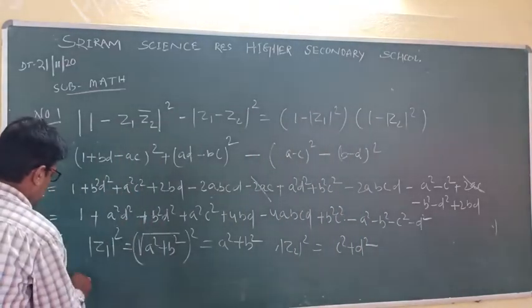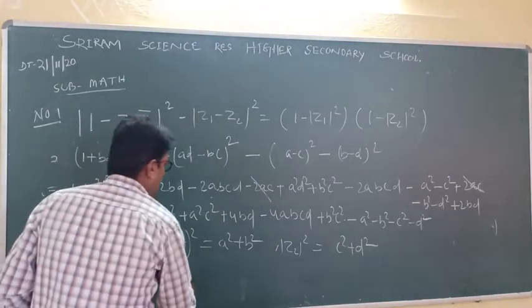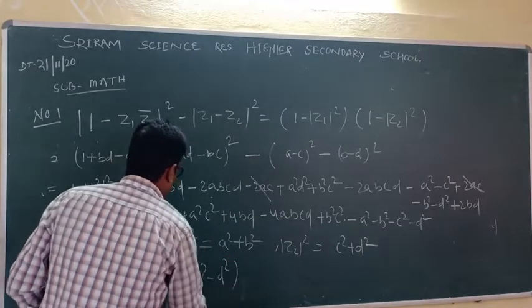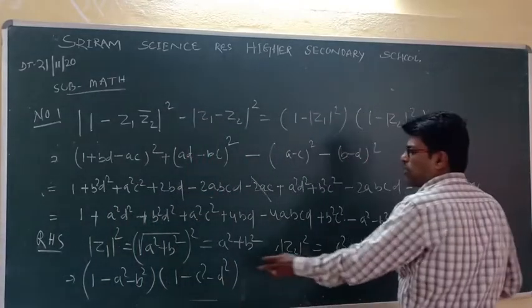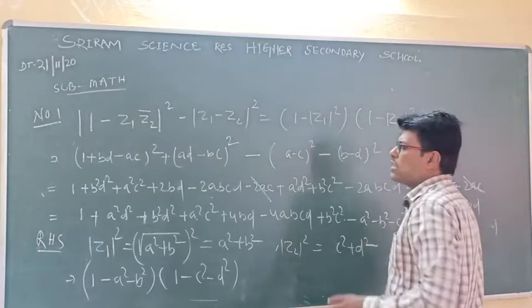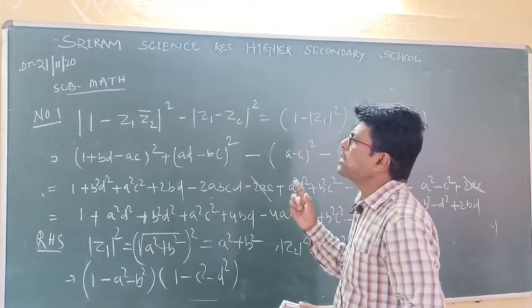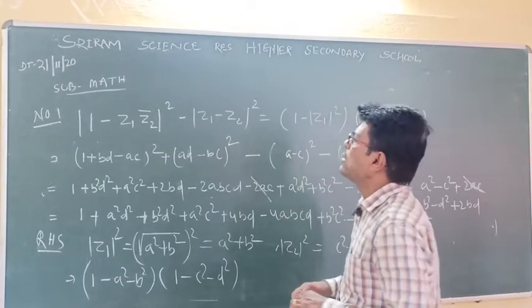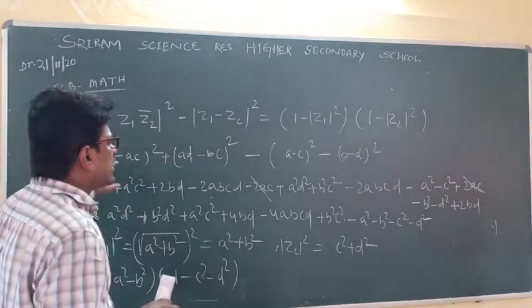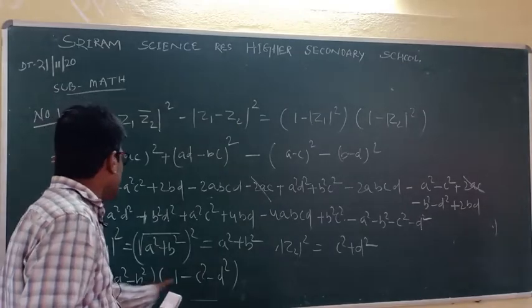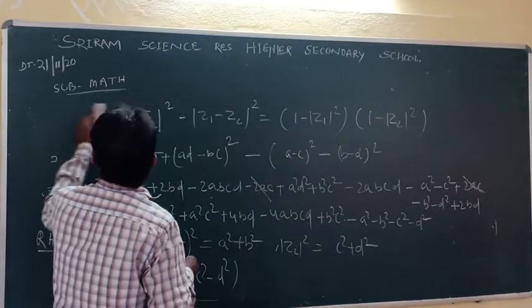So 1 minus a square minus b square, whole into 1 minus c square minus d square. You just multiply and find the value. You also find that value, you multiply that and that, you can find that value. So that is number 1. Similarly you can do number 2. Simply you multiply that in that, you can find that value. So now you are going to solve the remaining problems. Number 1 is completed now.